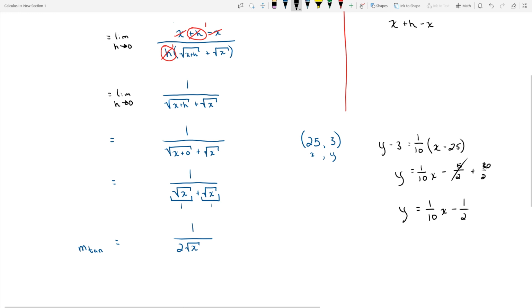And that is our equation, and that's how fast you can find it once you have a generalized slope formula to work with. So I hope that helps.